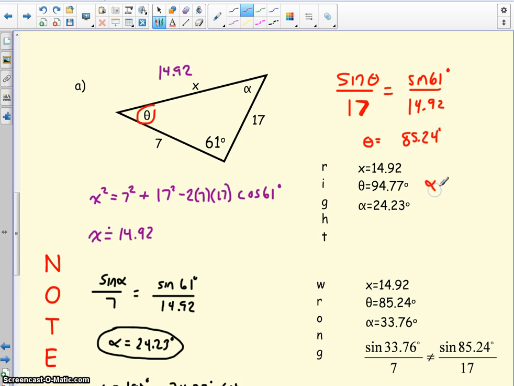And you wouldn't think anything of it, and you just go on happily on your merry way and solve for alpha using the sum of the angles in a triangle. So 180 minus 61 minus 85.24 would be 33.76. And you think your answer was correct, but then you have to take a look here and say, okay, well, this actually doesn't make any sense.